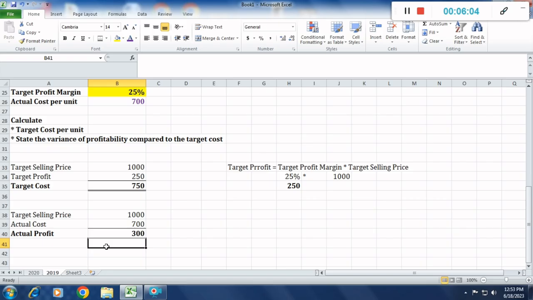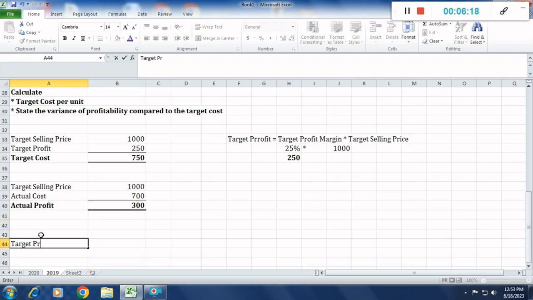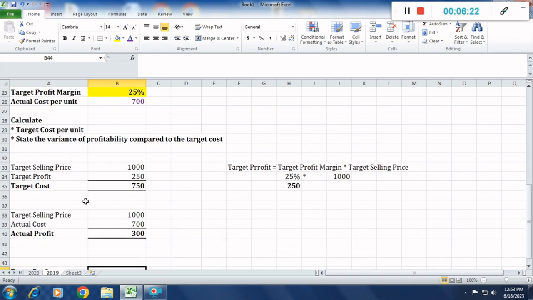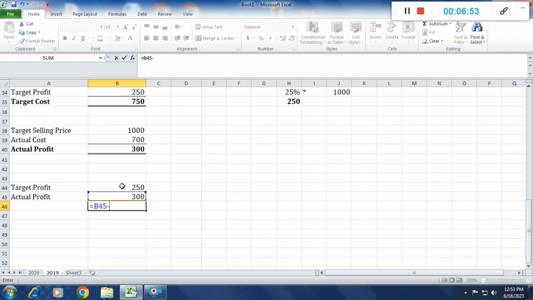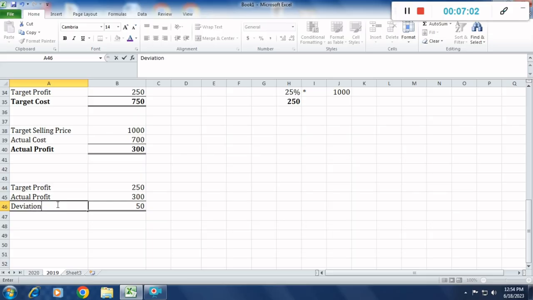Now we can state the variance of profitability between actual profit and target profit. We know the target profit is calculated as 250 and actual profit also calculated as 300 rupees. So target profit 250, actual profit 300. So the deviation between the actual profit and target profit is 50 rupees.